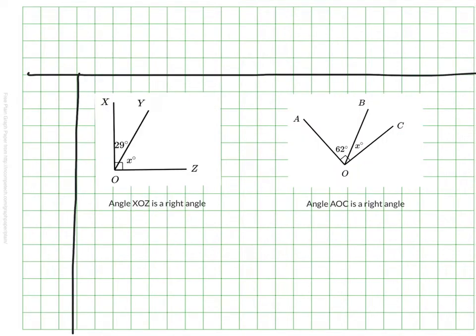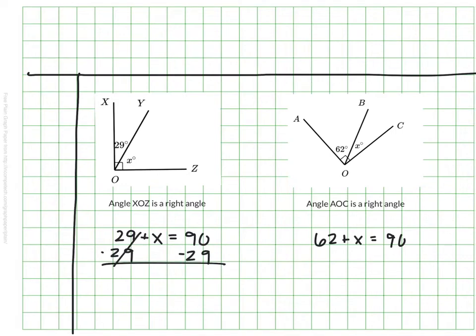Here are two more examples of this. In both cases, I've identified our angles as right angles, and so our job is going to be to find the missing angle. In the example on the left, we know that 29 plus our missing X value must add up to 90. And in the example on the right, we know that 62 plus our X value must add up to 90. So in both cases, we'll just solve and figure out what our angle measurement is.